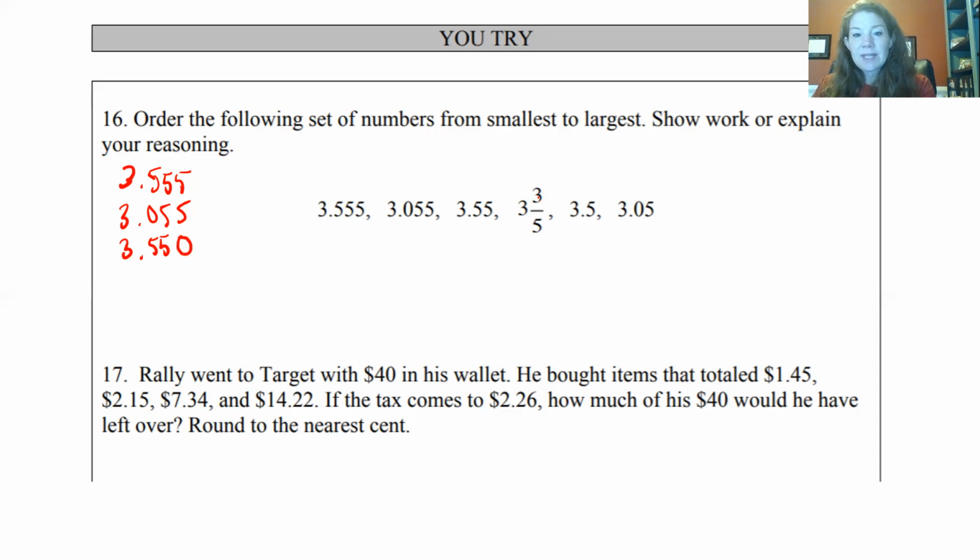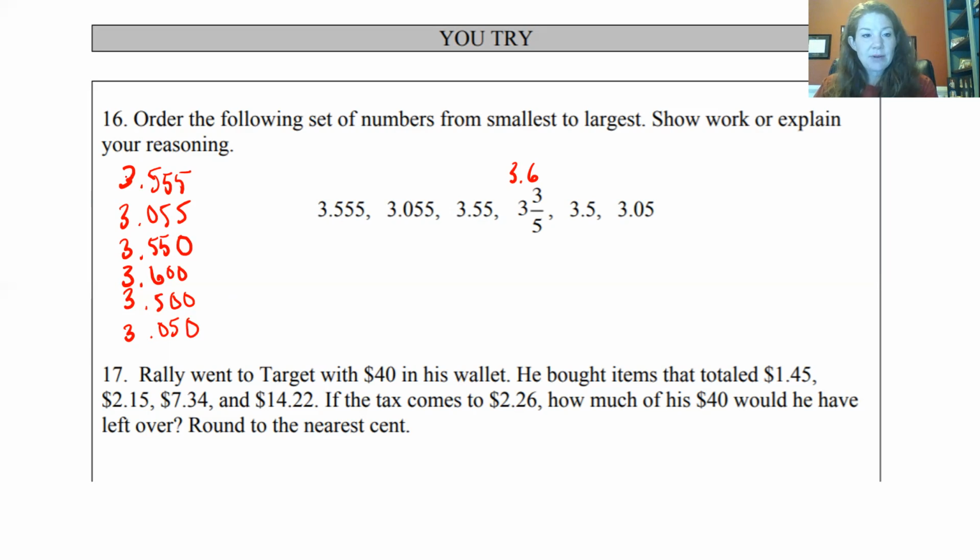So 3 3/5. I know that 3 divided by 5 is 0.6. So the next one is 3.600, and I'm going to write this above it, 3.6. Then we have 3.5. If we want to add digits, we can add zeros. And finally, the last one is 3.05, and I'm going to add a 0. So our very smallest one.